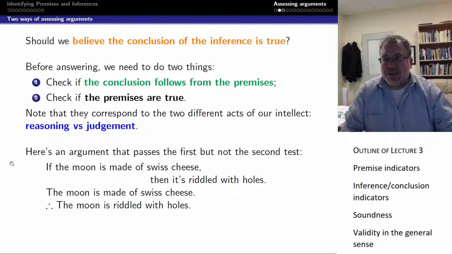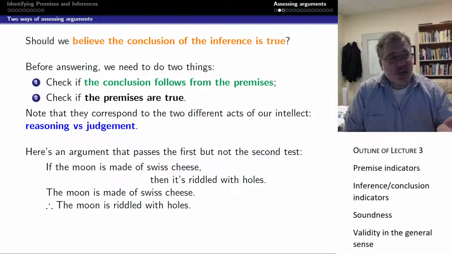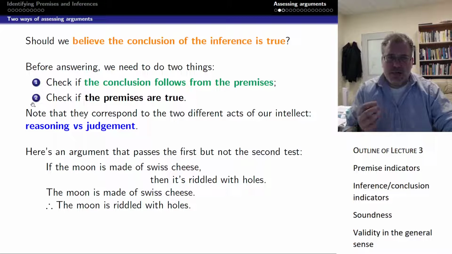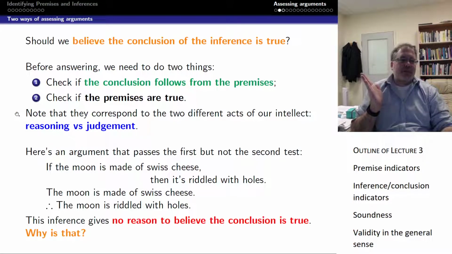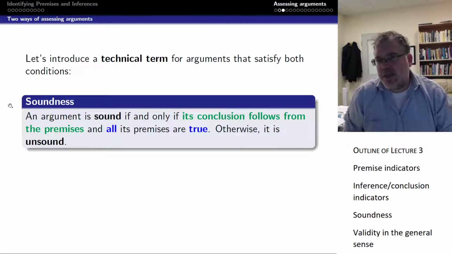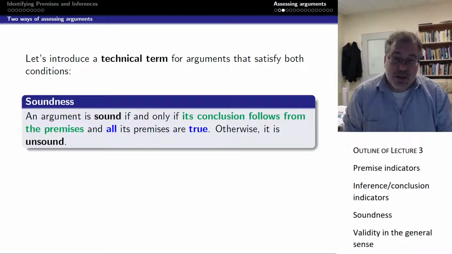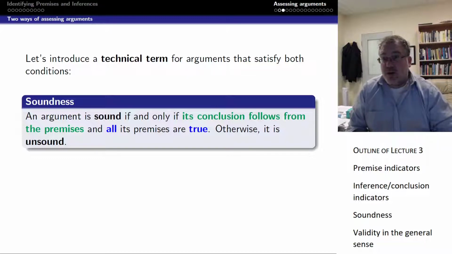The moon is not made of Swiss cheese. So the argument in itself does not give us reason to believe that the conclusion is true. We need really to pass both tests. So let's examine some of the technical terms that are associated with the answer to those two questions. So the best kind of argument is one that passes both tests, as we just saw.